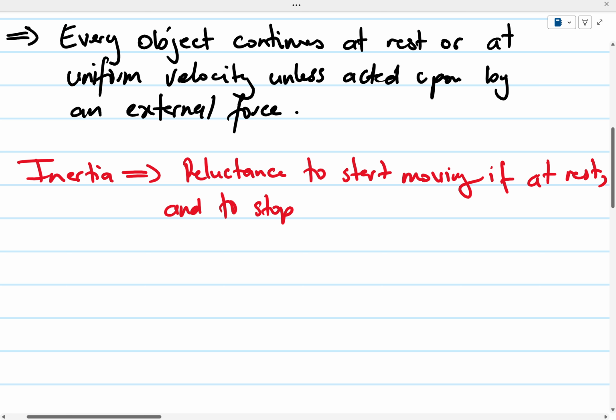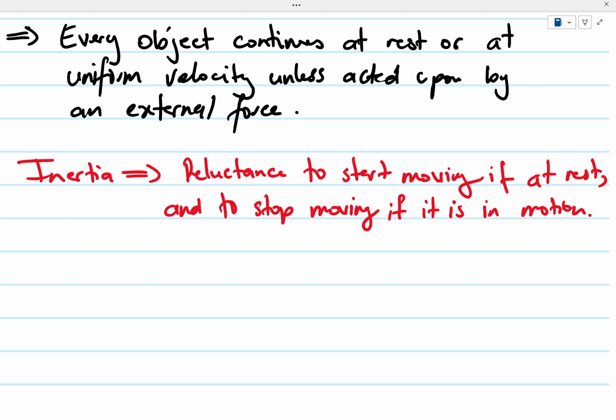So we're talking about the reluctance of an object to stop once it has begun moving, and the reluctance of an object to start moving once it was at rest. So we're looking at basically how reluctant the object is in relation to force. How hard is it to push the object or to get it moving once it rests? Or if the object is moving, how reluctant is it to stopping?